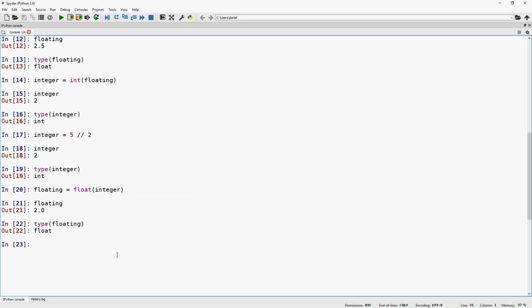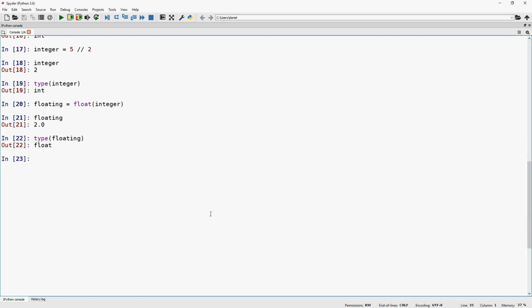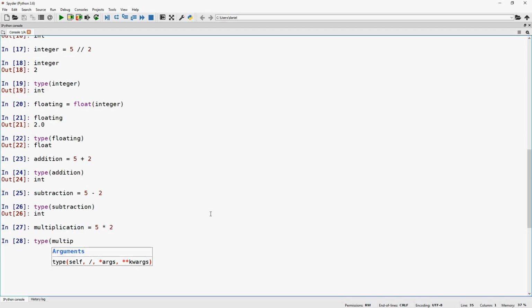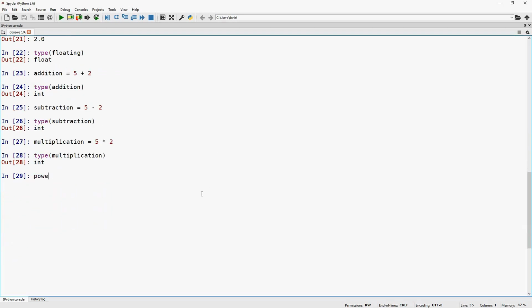The results of the other mathematical operations between two integers are always integers. For example, addition, subtraction, multiplication, power, and remainder.